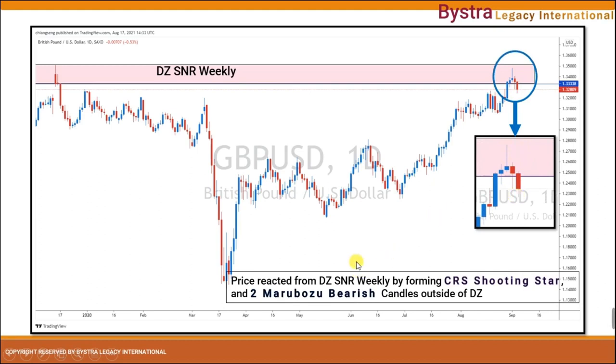First, the price has reacted from the danger zone SNR weekly with a shooting star. This is the shooting star. And we combine the shooting star with two Marubozu bearish candles. If we just use the shooting star alone, it's not strong enough because the price is still inside the zone. But when this shooting star CRS candle reversal signal combines with the two Marubozu bearish candles and closes outside of the danger zone, then this will be our strong candle reversal signal. Okay, this is the confirmation of rejection from the danger zone.